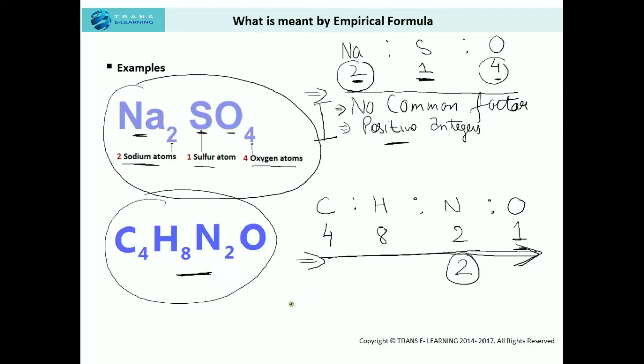So all you have to remember is that you have to consider 2 conditions, that is no common factor and positive integers. This one is the most important, no common factors. If there are no common factors, that means the atoms of elements bear a simple whole number ratio, and if they bear the simple whole number ratio, that formula represents the empirical formula.